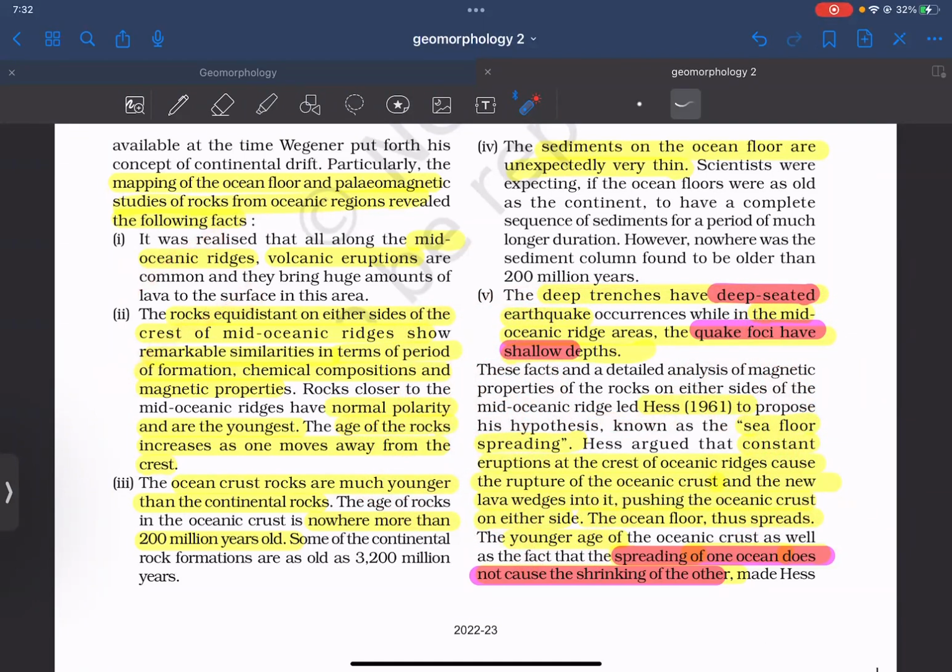Then, oceanic crust. We studied the age of the oceanic crust across all the oceans, and we found that nowhere is the age of the oceanic crust more than 200 million years, first of all, and the age of all the oceanic crust is lesser than continental rocks. So this was another discovery.